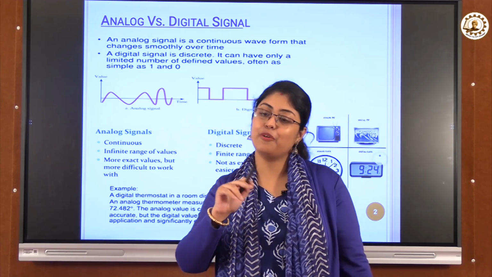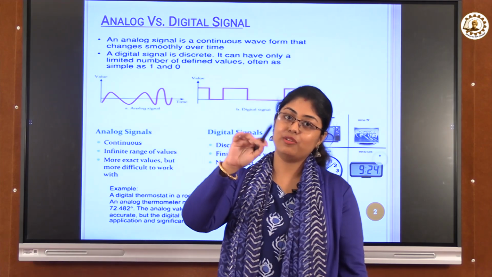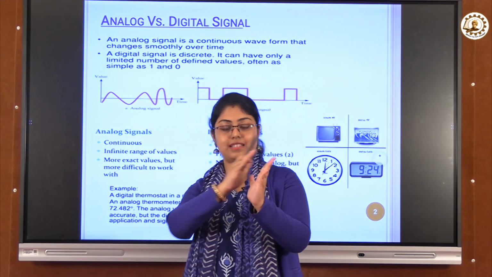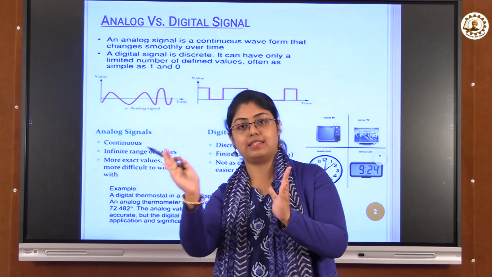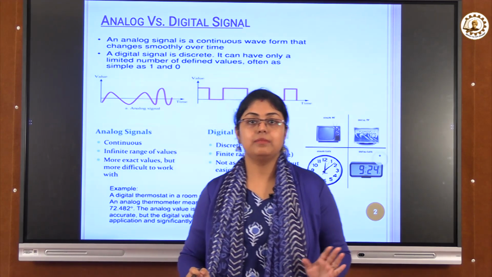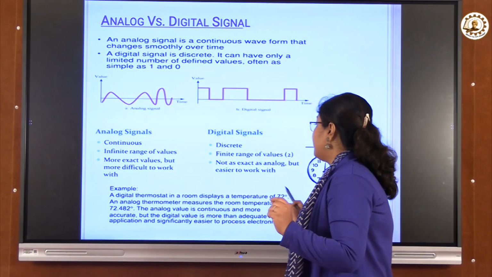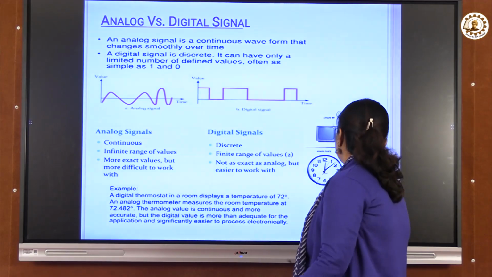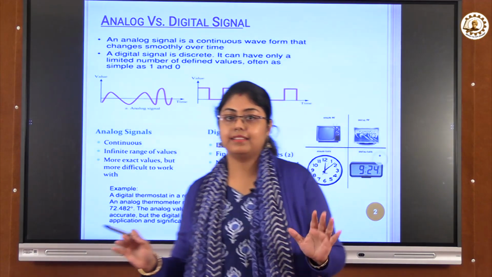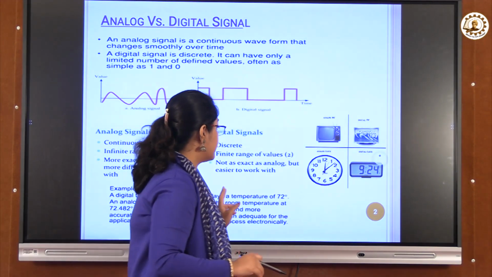Okay, in between that 4:12 and 4:13, the analog watch is taking all the values. The seconds are moving by 1 second, and it is taking all the in-between values. So this is the very basic difference of analog and digital. I think you understood about this.